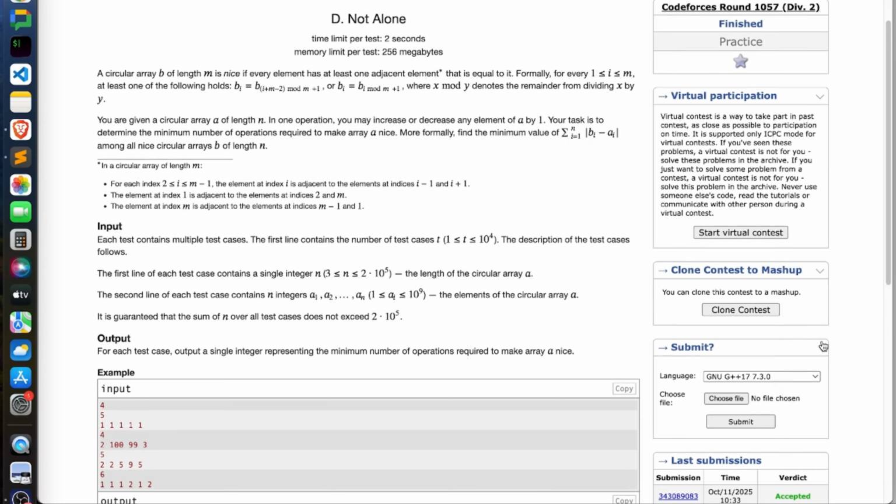So today we will discuss the fourth problem asked in yesterday's Codeforces round 1057. It's a Div 2 round. I already posted the solution video of the first three problems. So today we will discuss the fourth problem.